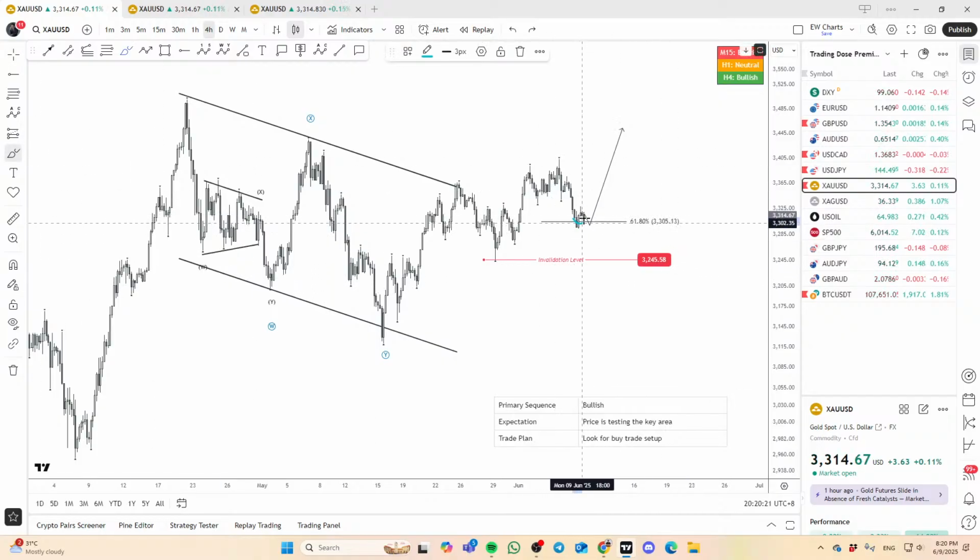If this gives a clean bounce, then of course on the lower time frame we can simply look for a break of structure, wait for the pullback, and then we can trade it. If gold price just continues to come lower, then the next key level I'm gonna look out for is the 3245 zone. Okay, so that's on gold.